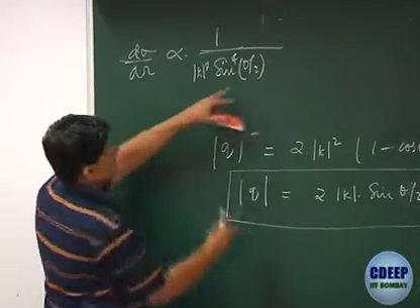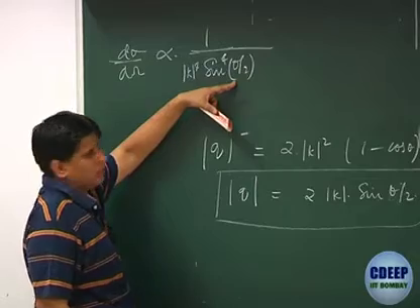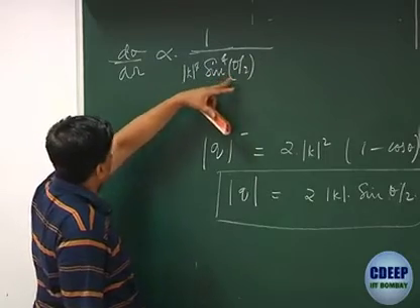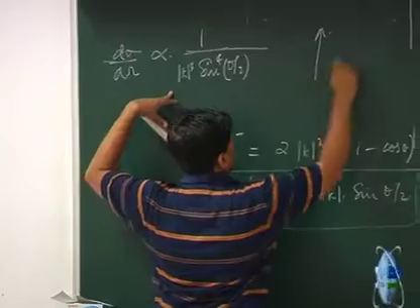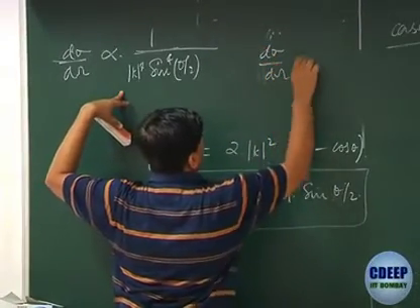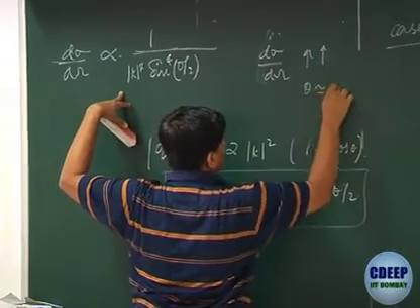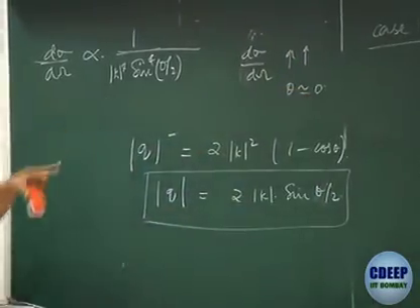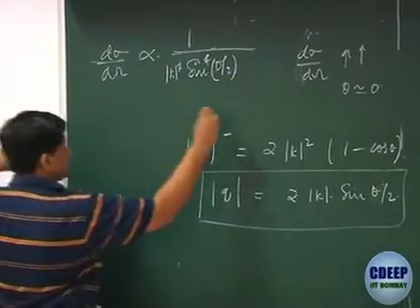So what I'm going to get is, when theta is very small, everything is going to be close to theta. It's going to be 0. And what I'll get is a large value. So dσ/dΩ is very, very large for theta almost equal to 0. Whatever you are going to see is always going to be forward scattering.